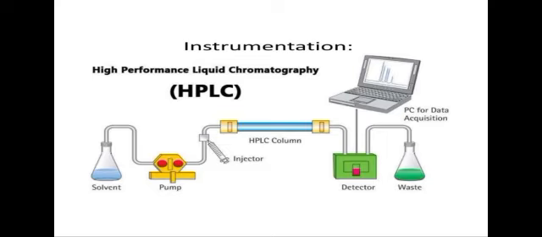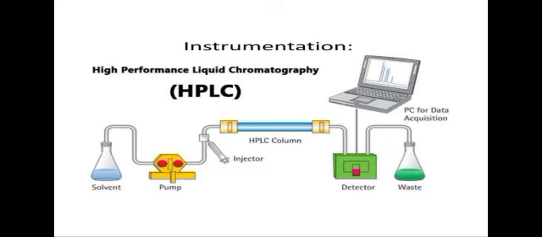Fifth step is the column, the most important part of the chromatography. The column length varies from 5 to 30 cm. The column diameter ranges from 2 to 5 cm. The particle size of the column is 1 to 20 micrometers. The particles are spherical, uniform sized, porous materials.